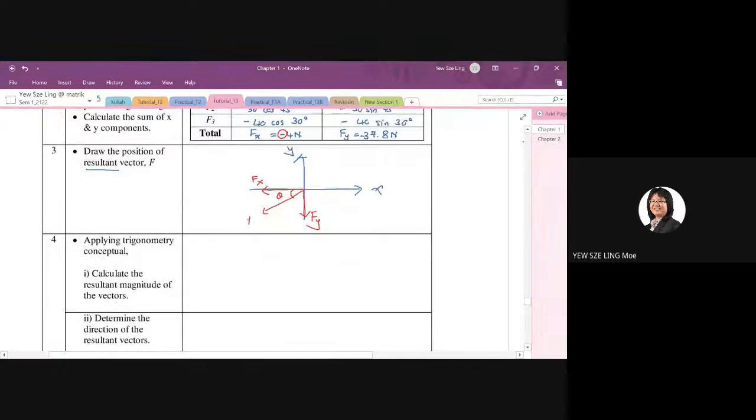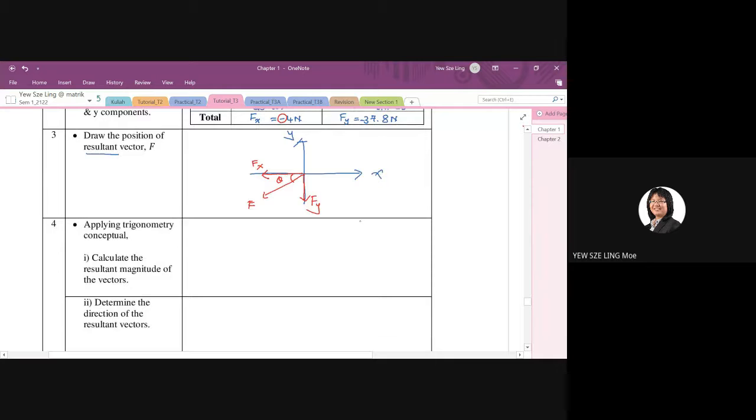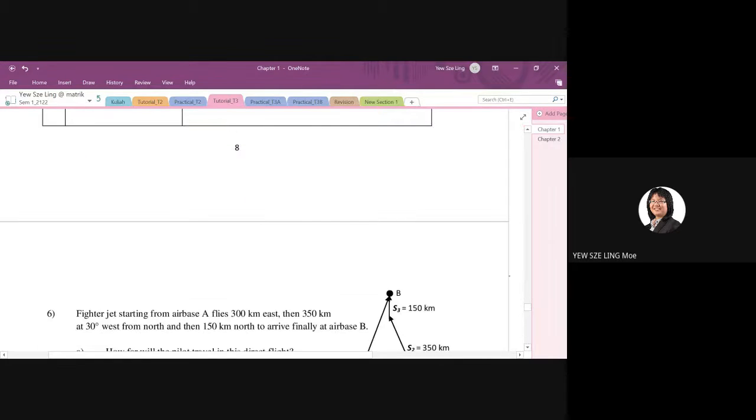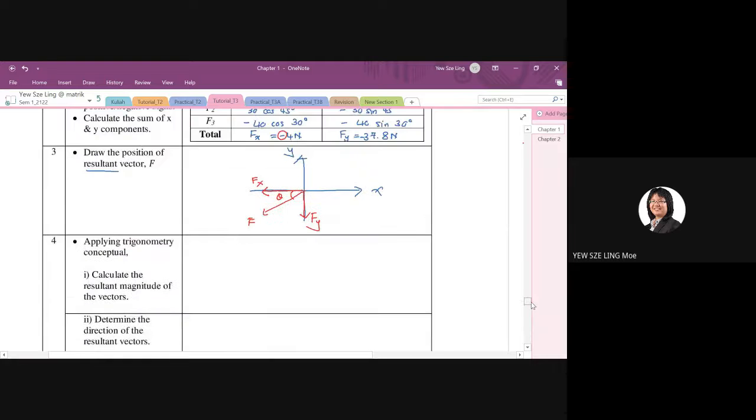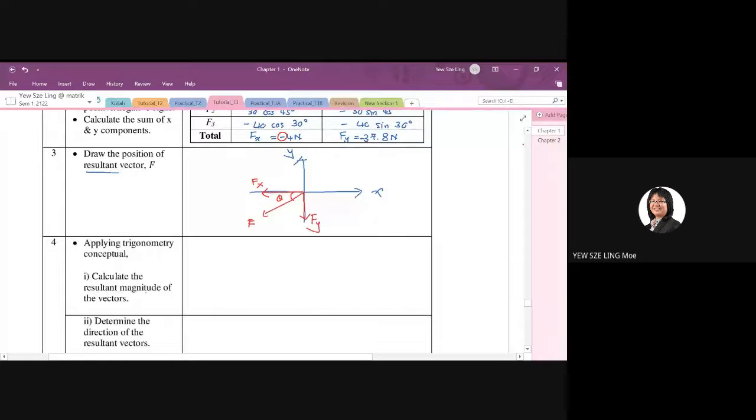So the resultant, I'm just going to call it F without subscript. Subscript is very important when it comes to vector, so that you know whether the force vector is located on the X component or Y component, or whether it is a resultant or it belongs to a separate object, each individual force. So once you have this vector diagram, then you can calculate the resultant magnitude.